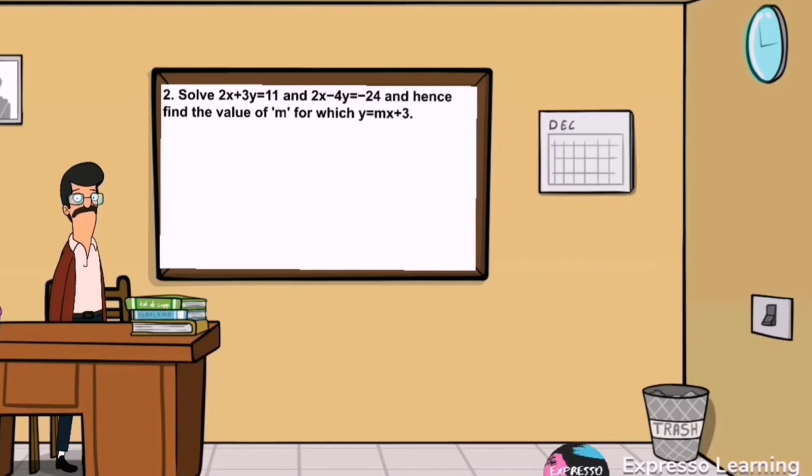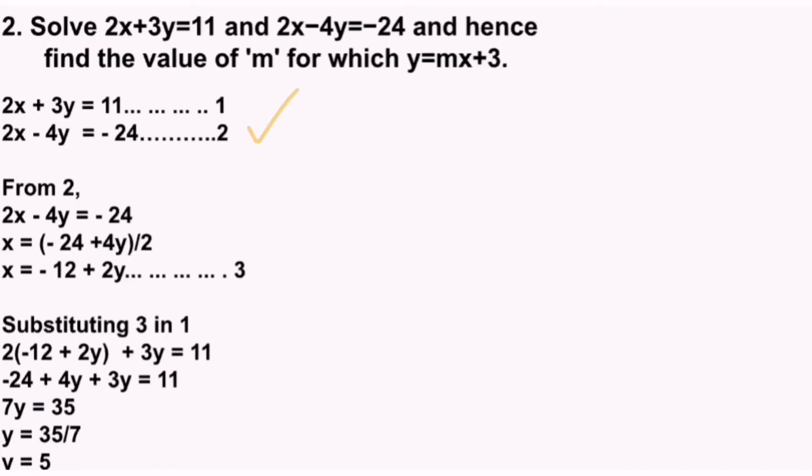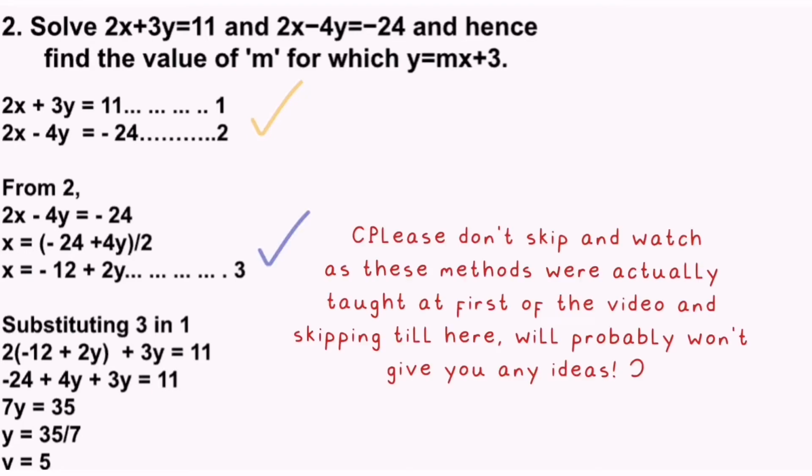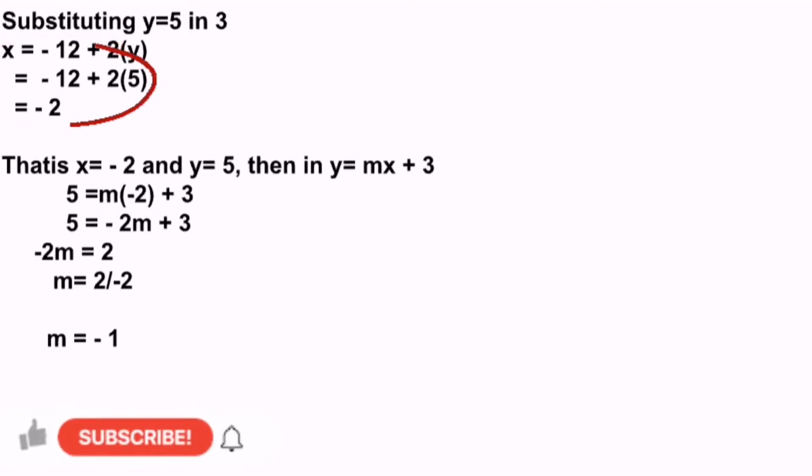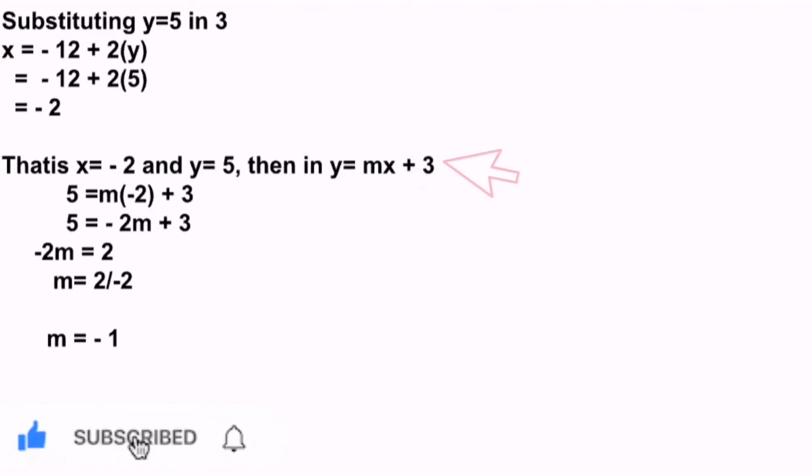In this question, first we will find the x and y and then substitute them into the equation, then find m. So you could see that we are again conducting the substitution method. With that, we have found y, which is 5. This y, when applied to equation 3, we will get x, which is minus 2. With the x and y, we will apply them to the equation and find m as here.